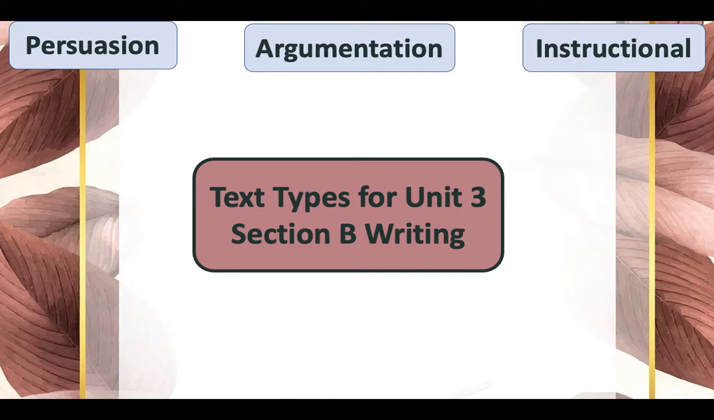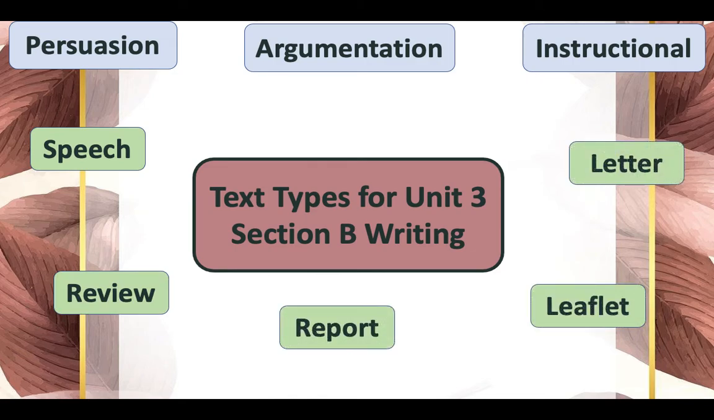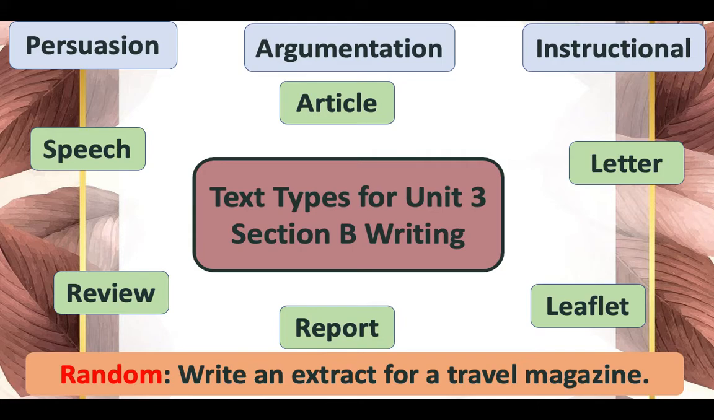So we access these three categories through various text types. We could be asked to write a speech, maybe a review. You could be asked to write a report, maybe a leaflet or a letter. You'd have to decide whether it would be formal or informal. And what we're looking at today is an article. Now always remember the WJEC like to trick us sometimes and not explicitly mention the text type, but leave it for you to decide which text type you're being asked to employ.